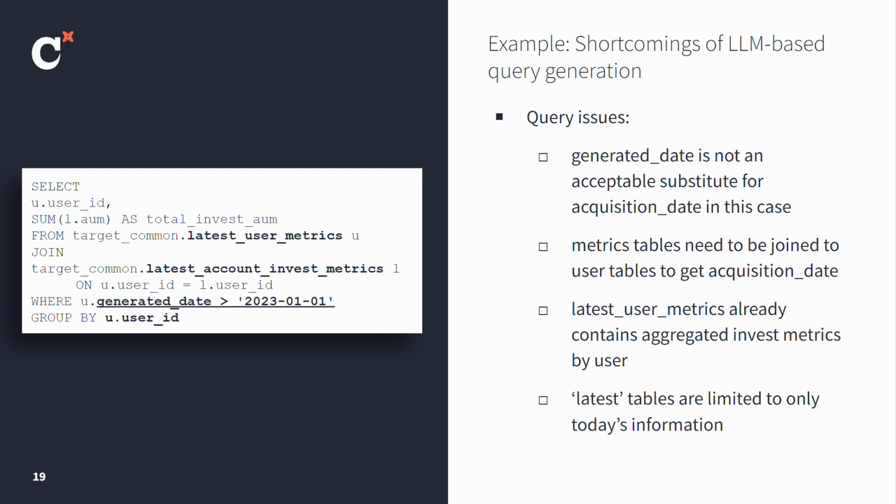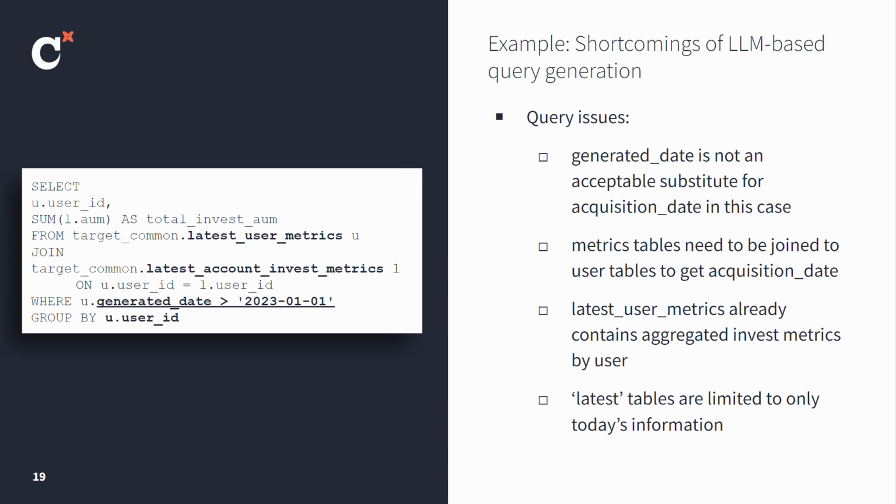What's also interesting about this, and shows some of the larger problems with asking LLMs to do this kind of task, is that you can tell the LLM, which makes sense if you understand how LLMs work, doesn't understand how to use these tables, and doesn't really understand what it's doing when it's doing these joins and groupings. What I mean is it's using these latest user metrics tables. These tables are already subset to the latest date. So in addition to using the wrong column, generated date, to subset in the where clause, this where clause is also not doing anything because these tables are already only the latest data available. Similarly, the latest user metrics table here is already grouped at the user level and already contains the invest AUM field that is needed. So the join and then the group by also doesn't really make sense if you know what the latest user metrics table is.